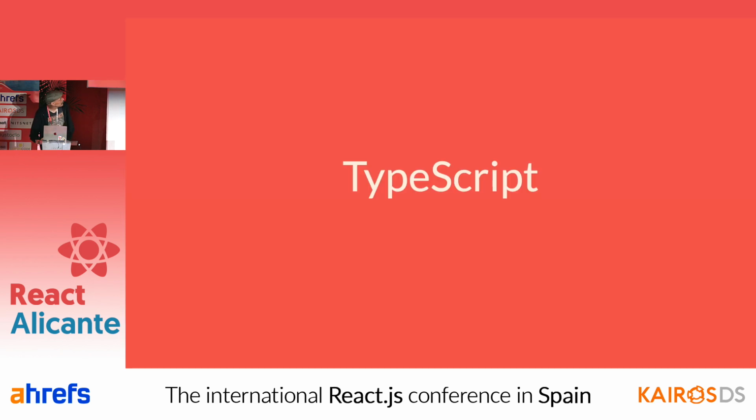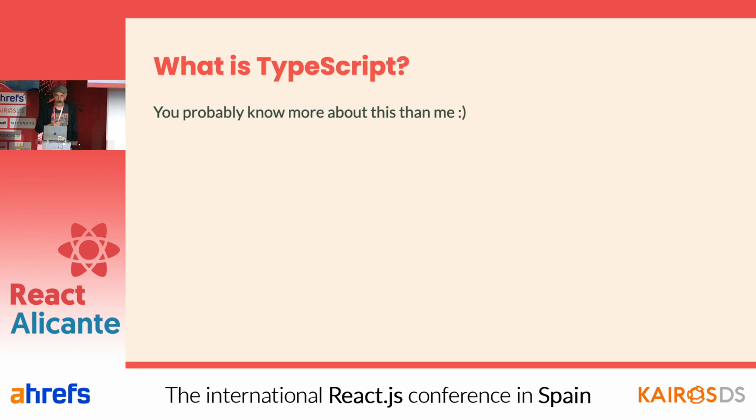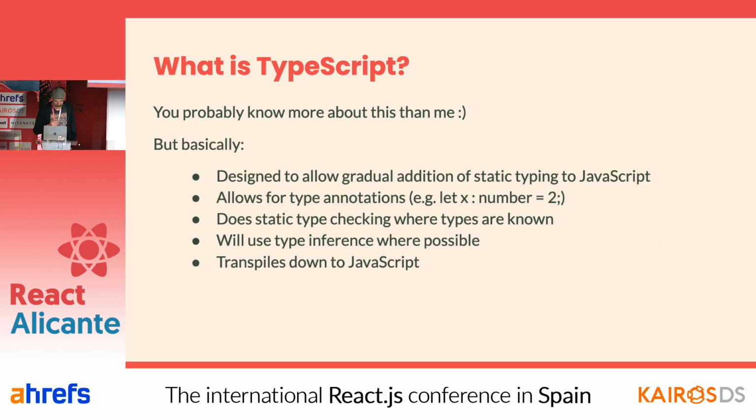So I'd like to talk a little bit about TypeScript now. Everyone here knows more about TypeScript than I do. I'm actually a C++ programmer. But basically, it's designed to allow gradual addition of static typing to JavaScript, allows for type annotations, does static type checking where types are known, uses type inference where possible, and it compiles or transpiles down to JavaScript.